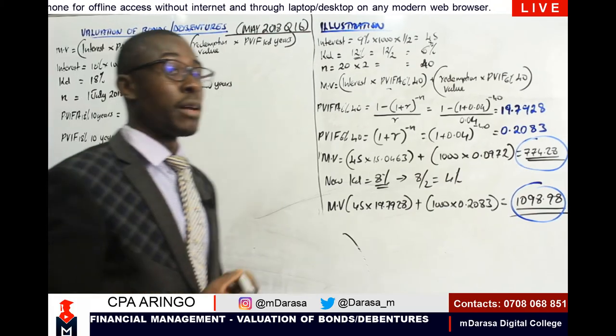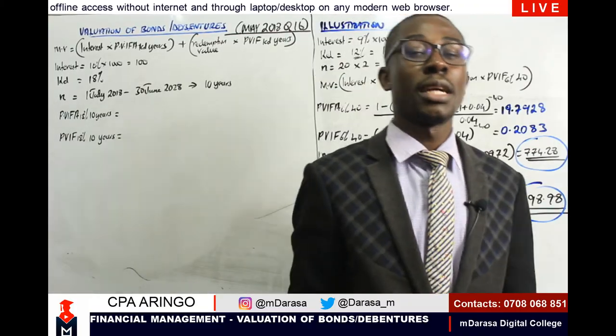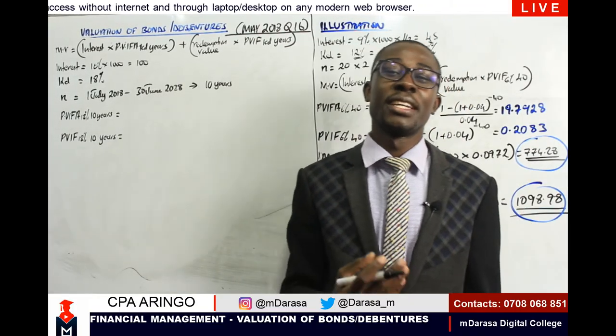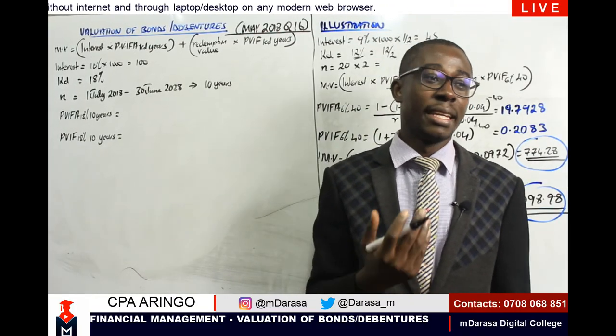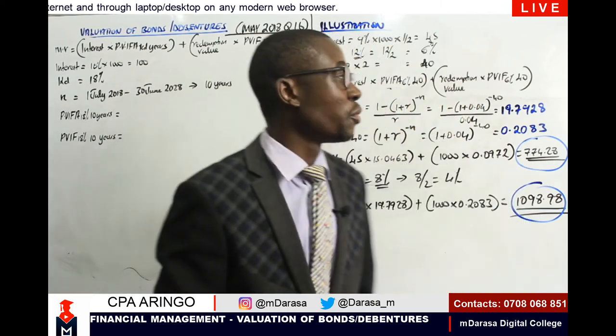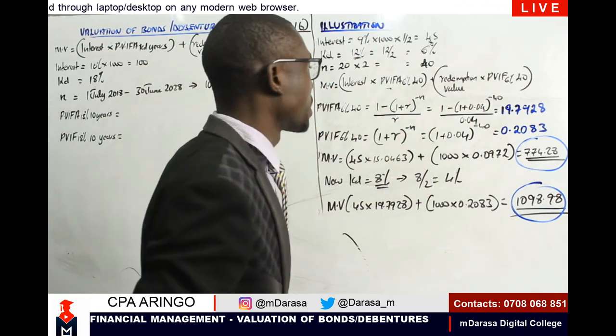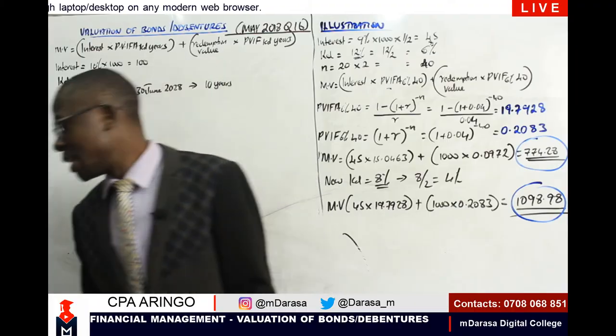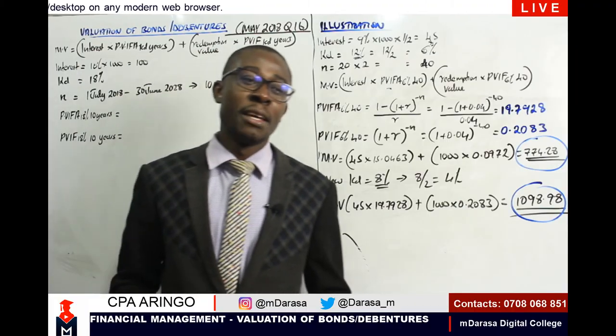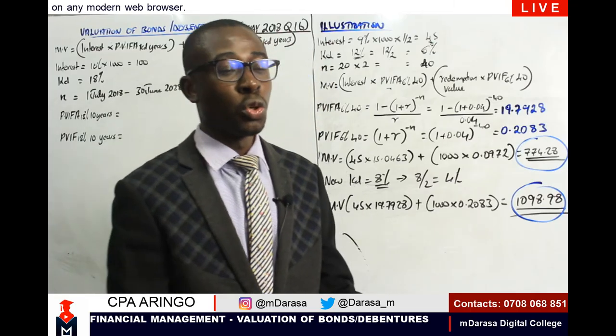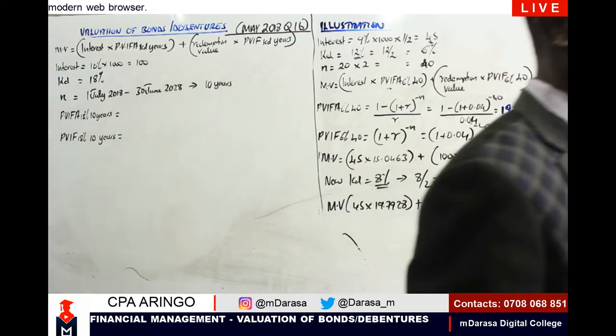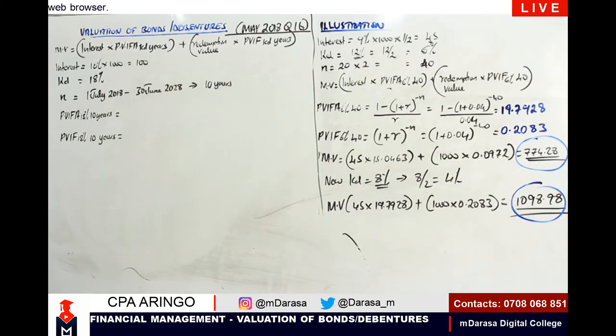Believing that you are very familiar using our table, we can use our table. This time round, last time we did a question and we used our formula in our calculator. So for those who wish to know using the table, this is how we are going to work it out. I'm going to share this table with us here. This is our present value table.